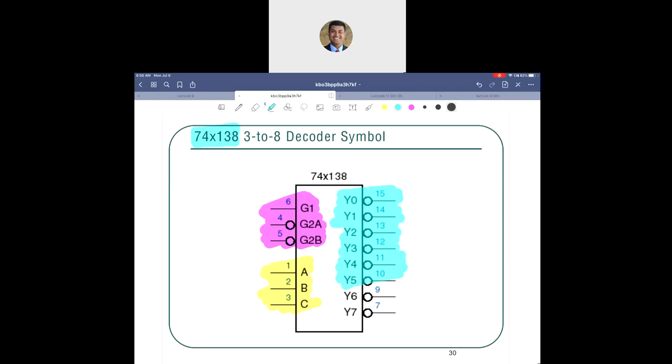Now, just to see how we are doing, I'm going to assign some arbitrary inputs here. Let us say I have 100 here, and then I have 1. I've just given it some arbitrary inputs. I want you guys to tell me which pin of the IC will be low. Which pin number will be low?